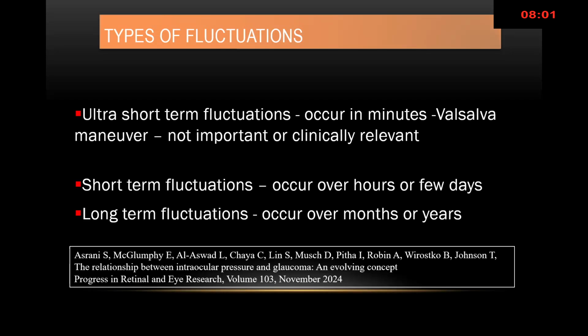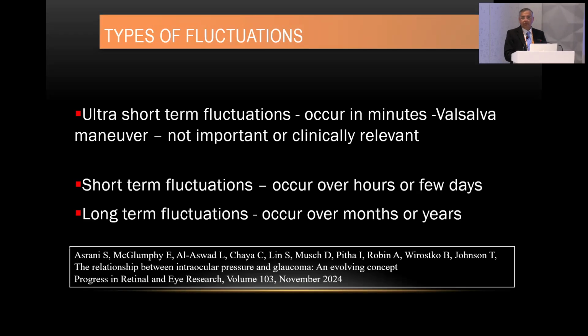Now, what is the data that you see? IOP fluctuation has been probably maligned quite a bit because people say, look, I'm rubbing my eye and my pressure goes up to 70 millimeters of mercury and nothing happens. So how can fluctuation be important? But it is the ultra short type of fluctuations that actually are not important. The ones where you rub your eye or hold your breath, those that happen in minutes, are not clinically relevant. But short-term fluctuations, like those that occur over hours and days, and longer-term, what we can measure in the clinic, definitely make a big difference to glaucoma management.